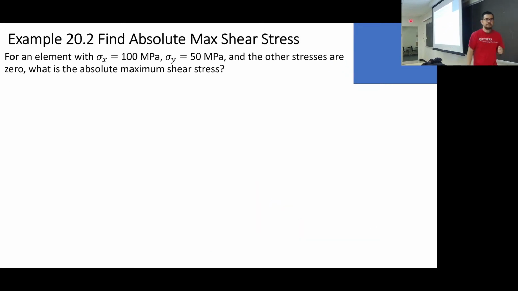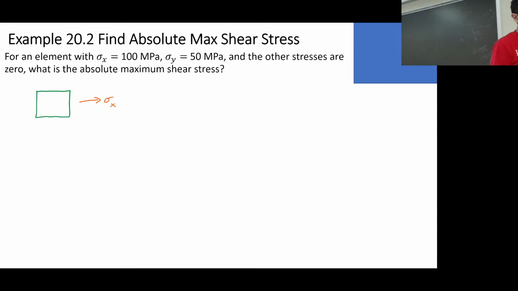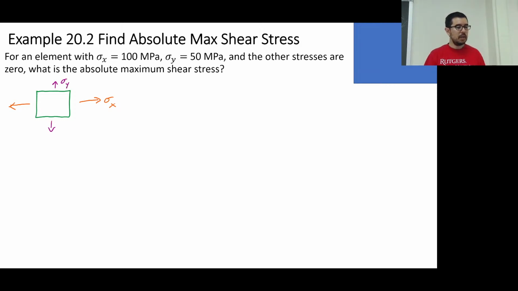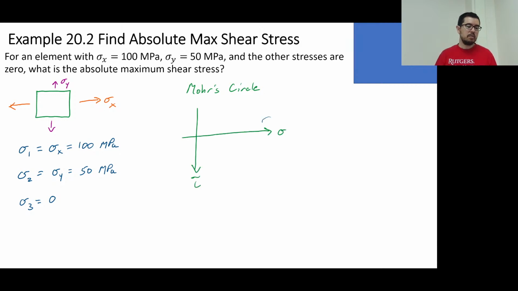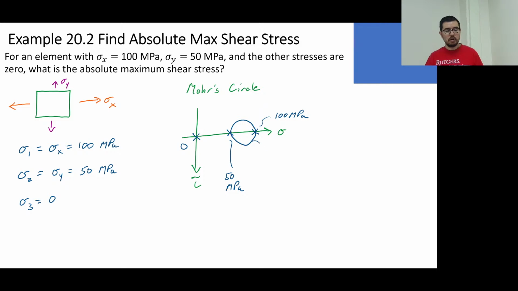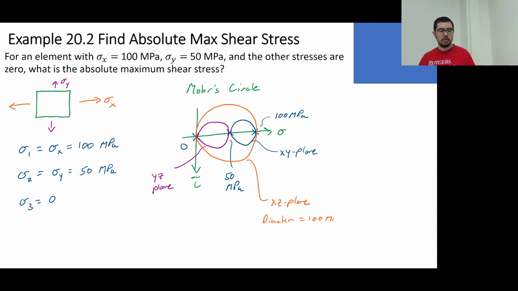Okay, so now if we want to look at the absolute maximum shear stress with this example that we had previously, we have sigma 1 is 100, sigma 2 is 50, sigma 3 is equal to 0. We do the Mohr circle, and you just put the points down. So the 100 megapascals, the 50 megapascals, the 0, and you draw 3 circles. Like that. Okay?